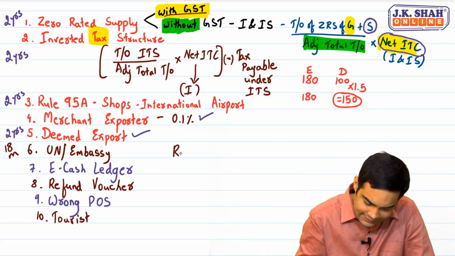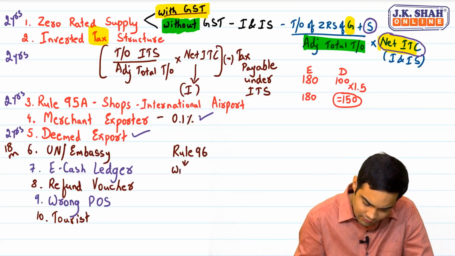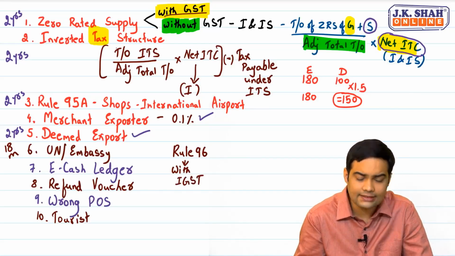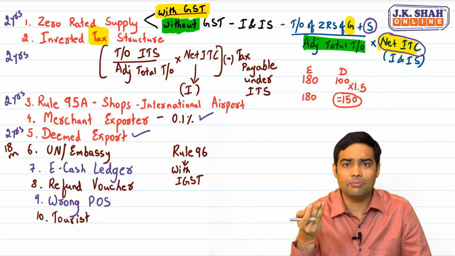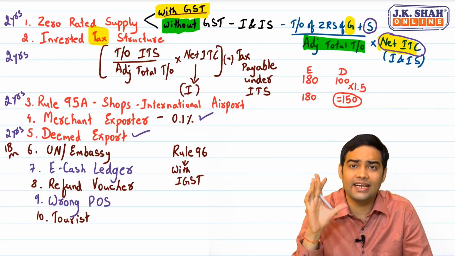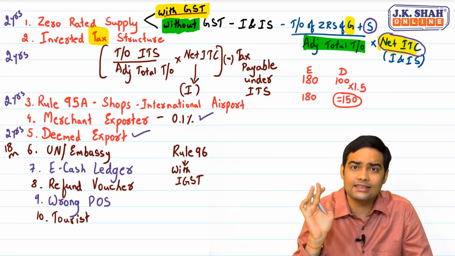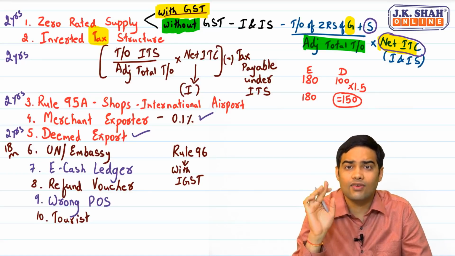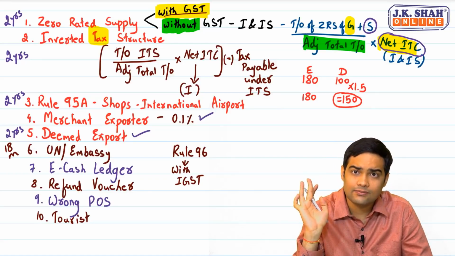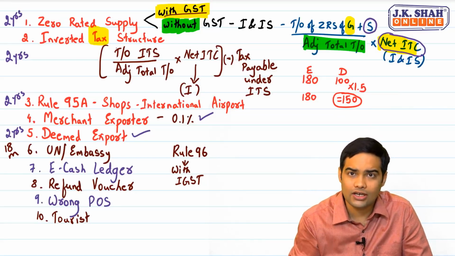First is Rule 96. See, Rule 96 basically is for exports with payment of GST. In such cases, you have to pay IGST. The moment you export, you file a shipping bill. That shipping bill information has to be entered in GSTR-1 and GSTR-3B. Once that is done, you can file an application. The system will verify that application and you will get a refund of the IGST which you have paid while exporting that particular goods.